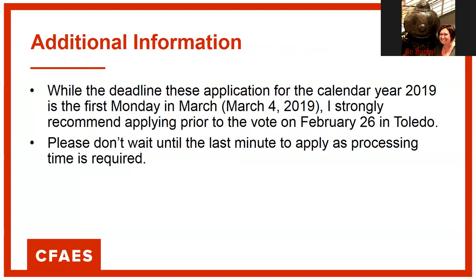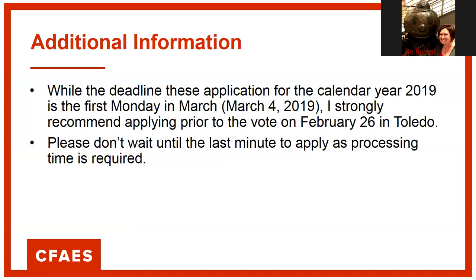The thing that I just want to remind people is, the deadline for these applications for every calendar year, including 2019, is how that Ag District works: the first Monday in March, which this year is March 4th, 2019. I strongly recommend that you apply prior to the vote on February 26th in Toledo. Don't wait until the last minute to apply or to call the auditor's office, as a lot of things are due on that date, and there's some processing time required.